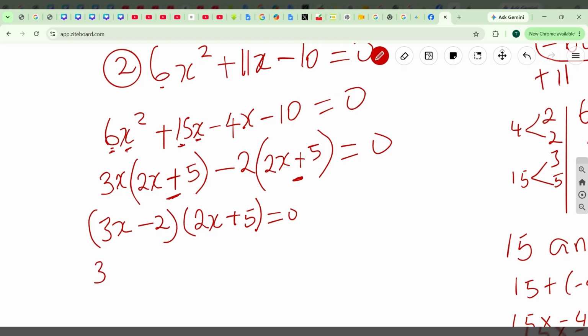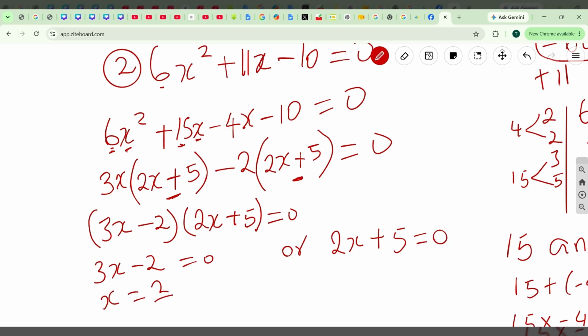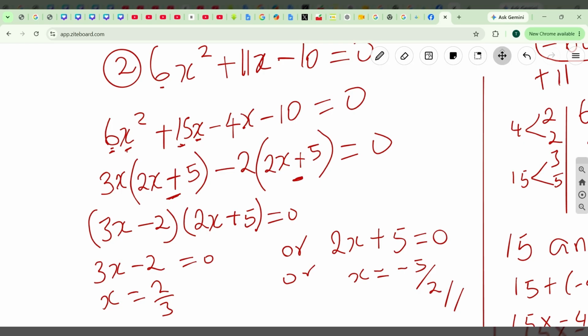So this simply means 3x minus 2 is equal to 0, or 2x plus 5 is equal to 0. So what this simply means is that x is equal to 2 over 3, or x is equal to negative 5 over 2. And that becomes the final answer for x, the two values of x.